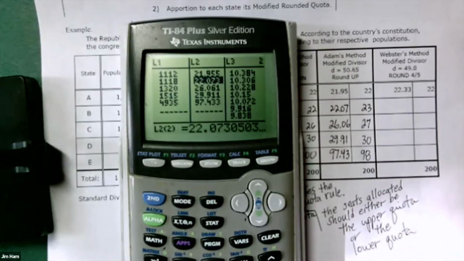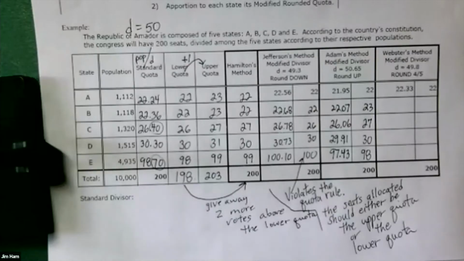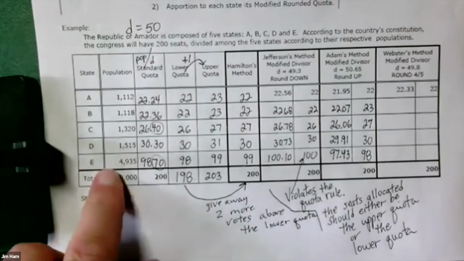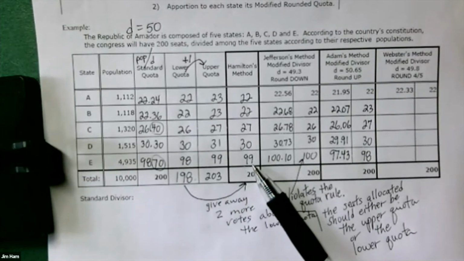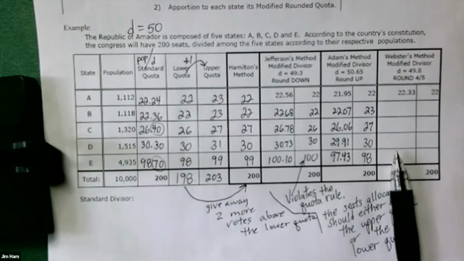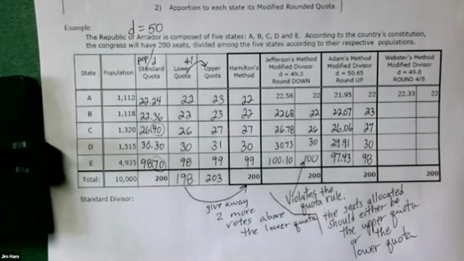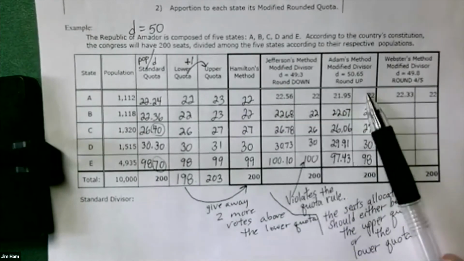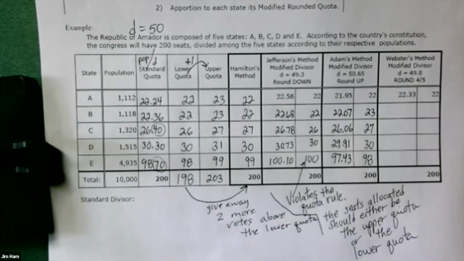And we chose a number, hopefully, that when you add these 5 numbers, you get 200. Now, depending upon the method, state E could get 99 electoral college votes or seats, could get 100, or could get 98. So all 3 of these methods led to different numbers of seats. It didn't matter for state D, 30, 30, 30. Didn't matter for state A, 22, 22, 22. But it did change for the rest of these states. And this whole fight comes from how we allocate those last 2 votes.